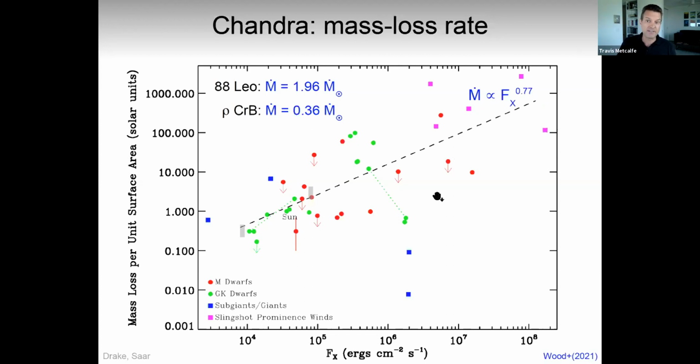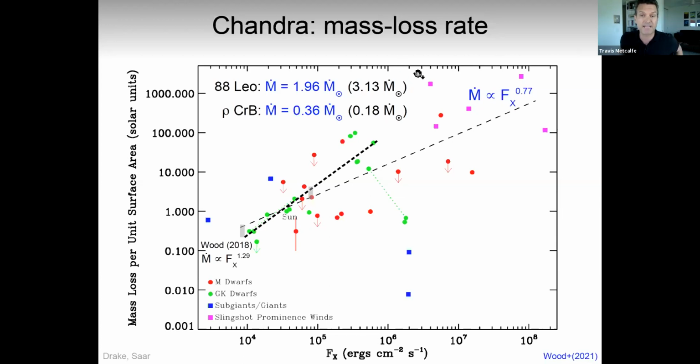Now, there is a lot of scatter in this empirical relation. The previous relation of Wood and collaborators in 2018 is a bit steeper, fit only to GK dwarfs. There's less scatter in that relation, but it's also applicable over a narrower range of X-ray fluxes. But fortunately, that range encompasses both 88 Leo and Rho CrB. So if we use that alternative power law, you get these estimates of the mass loss rate. And so that's a factor of 17 decrease. But to be more conservative, we adopted the smaller difference in mass loss rates for subsequent analysis.